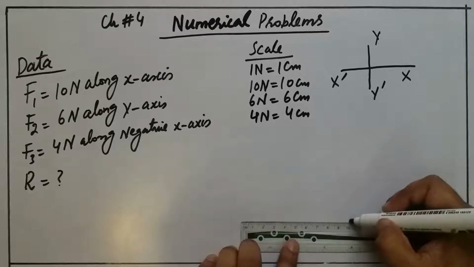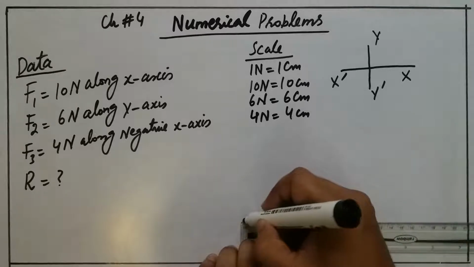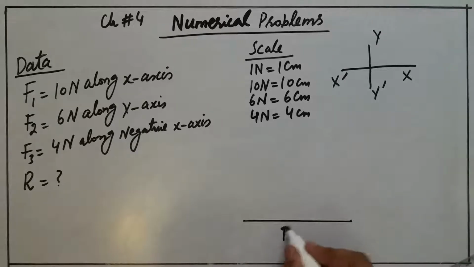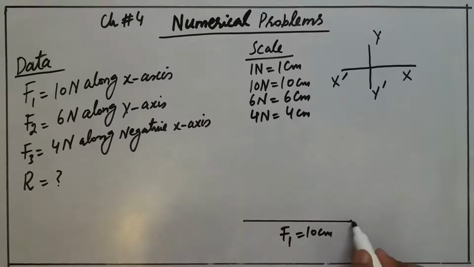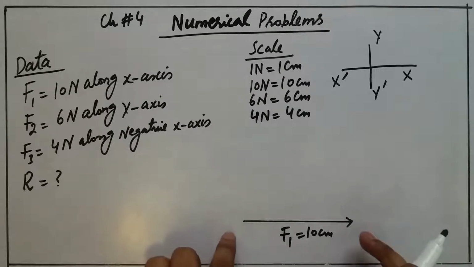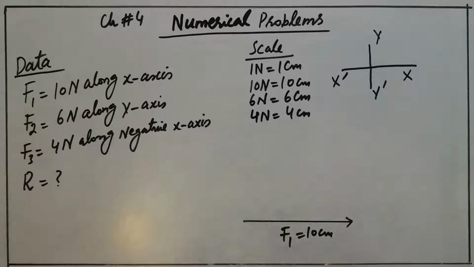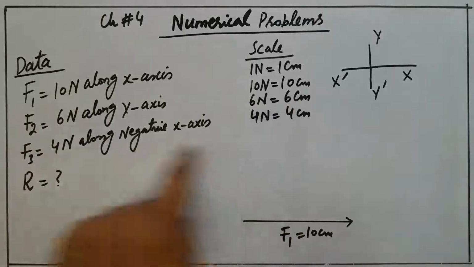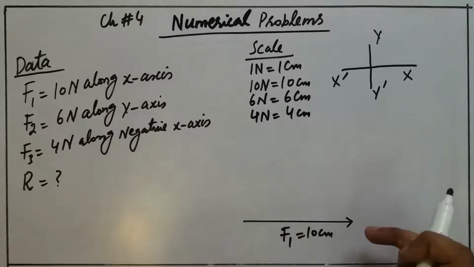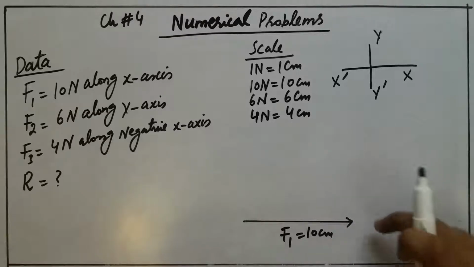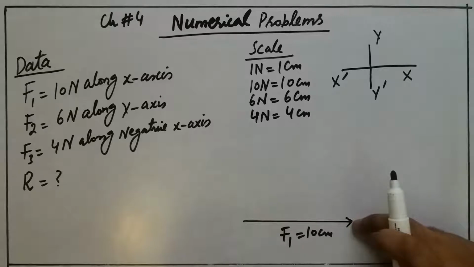So this is the 10 centimeter line, and it is representing force number 1, that is 10 Newton. So here 10 centimeter is representing 10 Newton force. I'm going to draw the head here. So this is the vector representing 10 Newton force. Now I have to draw the second vector, of 6 centimeter length according to the scale, in a way that the tail of the second vector joins the head of the first. So I have to draw the vector on the head of the first vector.